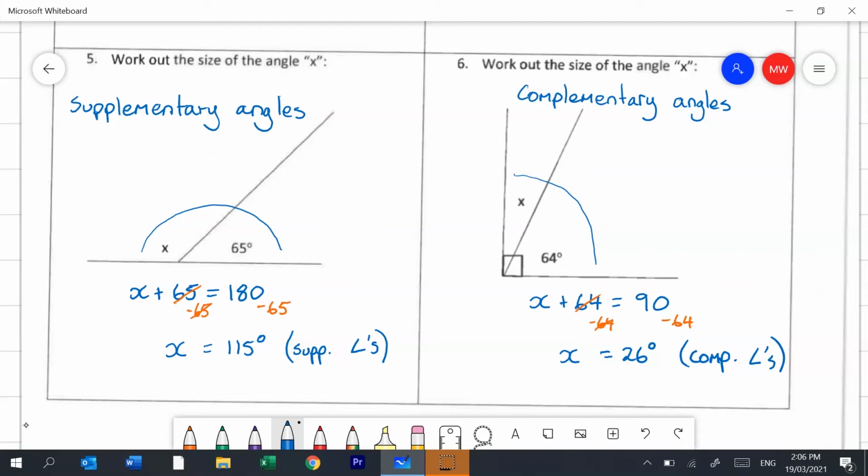Now you can just get your calculator and just say 90 minus 64 equals 26 and know that x is 26. The only reason that I've shown you the algebraic way of doing this for the last two is that when these questions start getting hard in year 8 and year 9, you'll need the algebra to be able to work it out when there's more than just two angles making these up.